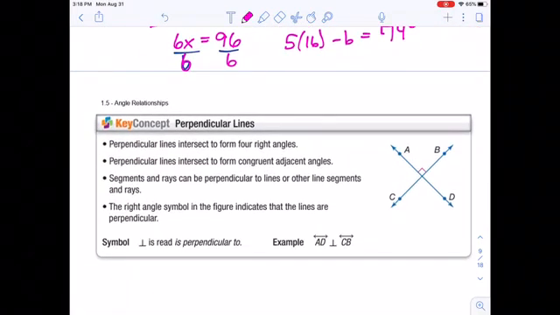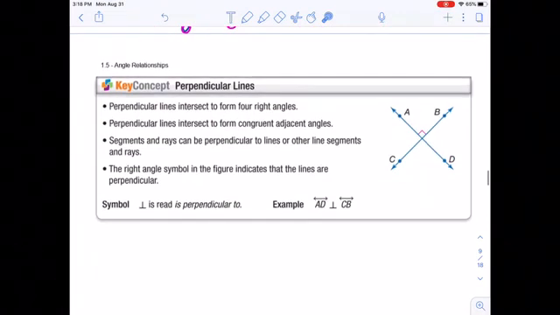This next part is all about perpendicular lines. Perpendicular lines intersect to form 4 right angles. So all of these are 90 degrees right angles. That means they are congruent. They're also adjacent because they share a vertex and a side. So this is adjacent to this one. These 2 angles are adjacent. These 2 angles are adjacent, so on and so forth.